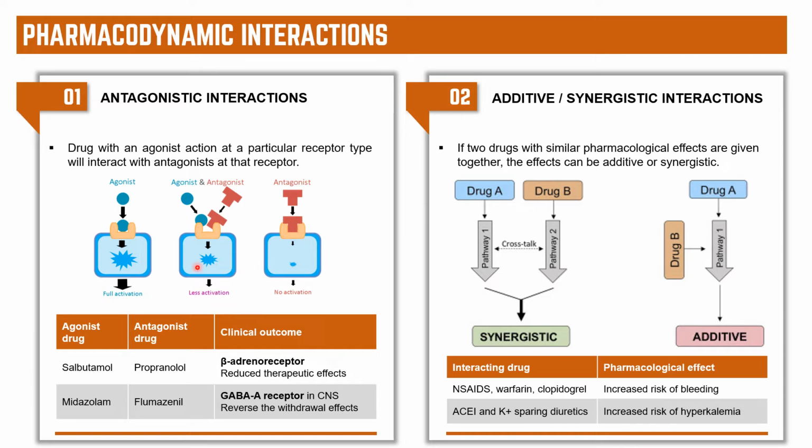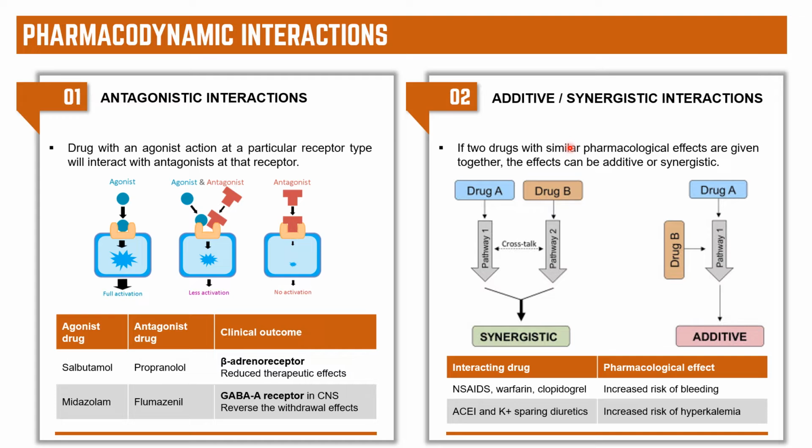As an example, salbutamol is an agonist drug at the beta adrenergic receptors. Propranolol is the antagonist drug of these receptors too. So what happens is that propranolol will reduce the therapeutic effect of salbutamol by blocking the beta adrenergic receptors.